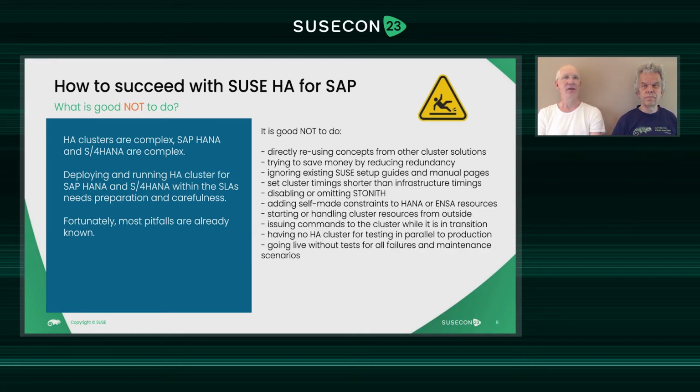Another thing is you should not try to save money while installing HA. High availability always means redundancy, and redundancy always means extra cost. The benefit of this extra cost is that you will have higher availability, and in the end, this higher availability, this lesser outage, will save you money. You will not save money by saving on the infrastructure side. This is a wrong approach.